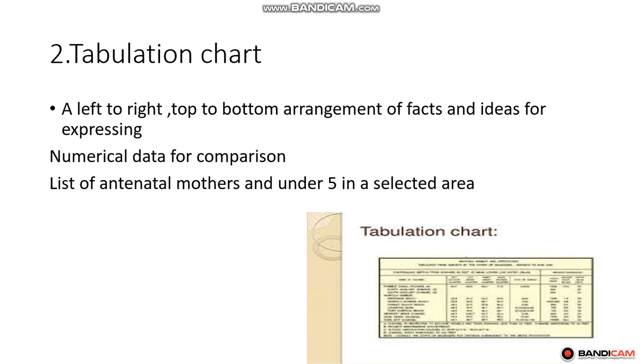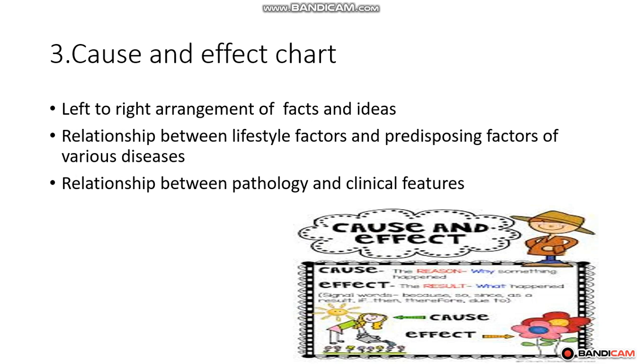Next is tabulation chart. Tabulation chart is a left to right, top to bottom arrangement of facts and ideas for expressing numerical data for comparison. Especially tabulation is for statistical information of some aspects. It can be set on the tabulation chart and displayed. For example, to compare two states' economic status, or two states' immunization status, or a list of antenatal mothers and under-5 children in a selected area, and how the vaccinations are being done. So in that way, for depicting numerical and statistical information, tabulation charts can be used.